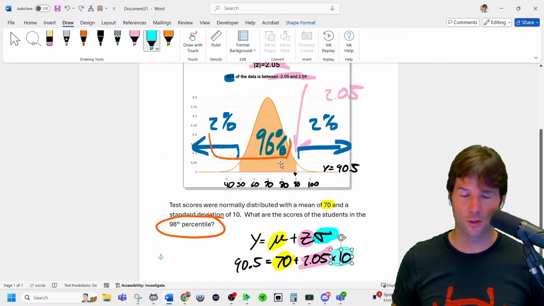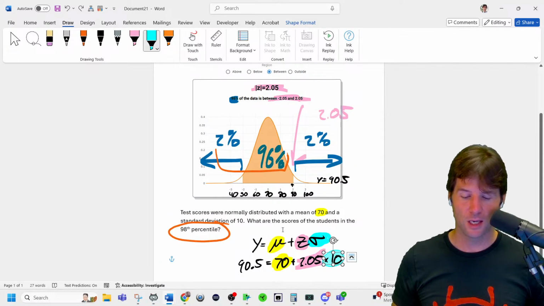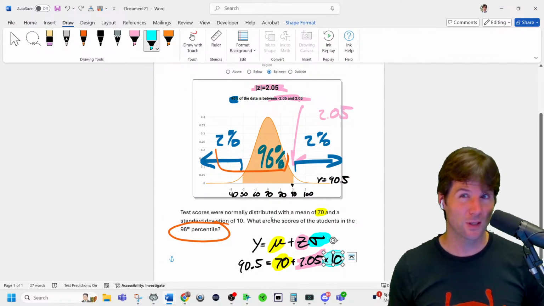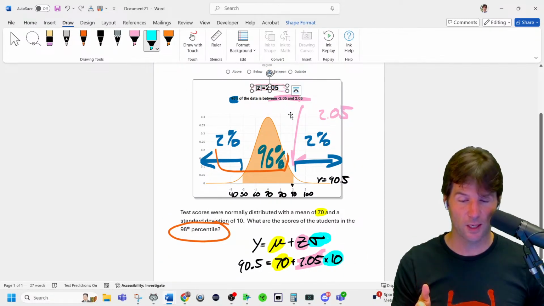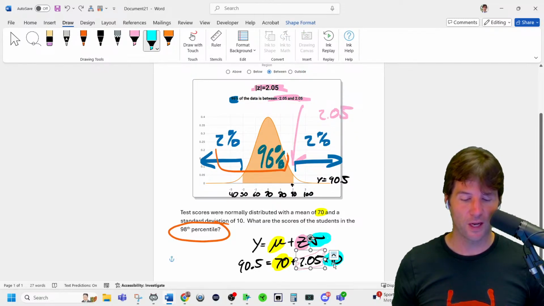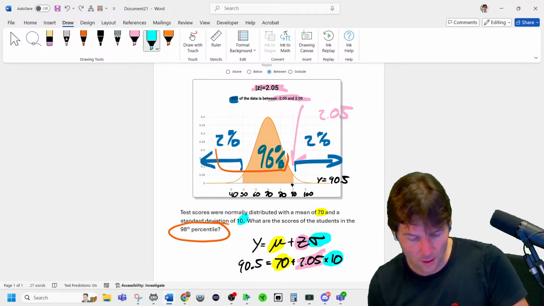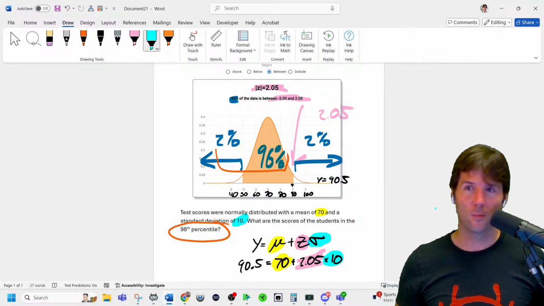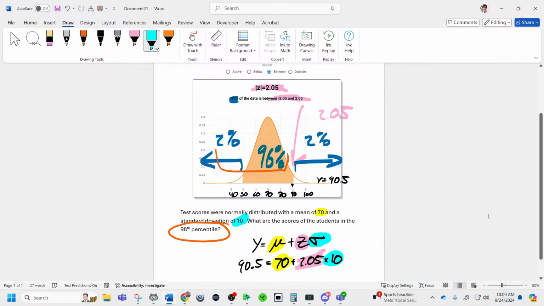I've got it all color-coded right now. We figured out where the 98th percentile was, so we knew we were looking for this spot on the curve right here. That has a z-score of 2.05, plugging in the z-score of 2.05 times the standard deviation of 10, which I should have highlighted right there. There's the standard deviation, but it should be all color-coded for you to see. Please let me know if you have questions, though. The more you see these, the better you get.